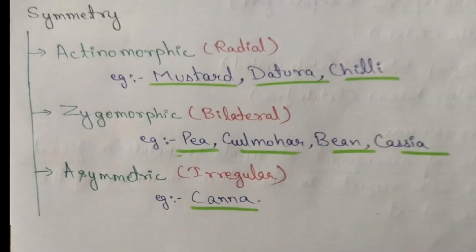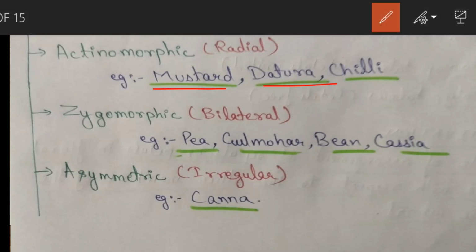Then we see symmetry of flowers. The first one is actinomorphic. It is also known as radial symmetry. When a flower can be divided into two equal halves in any radial plane passing through the center, then it is known as actinomorphic, and examples are mustard, dhatura, chili.